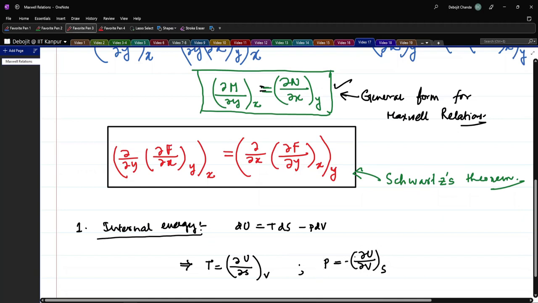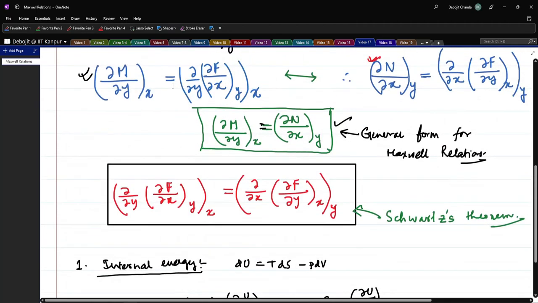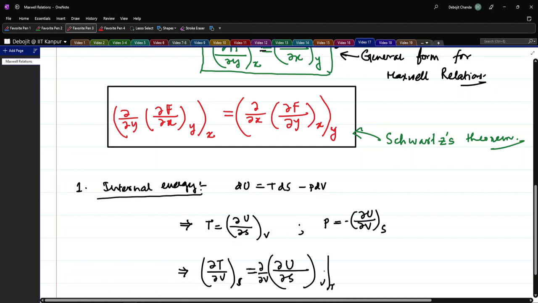There is a minus. So now we can just follow this equation or do the derivatives intuitively. If we take a derivative of T with respect to V here, that will be del T del V at constant entropy, which will be equal to del U del S at constant V, del del V at constant T.